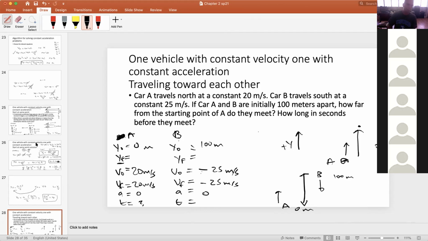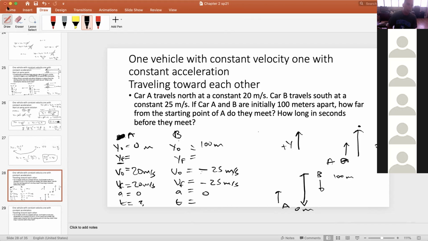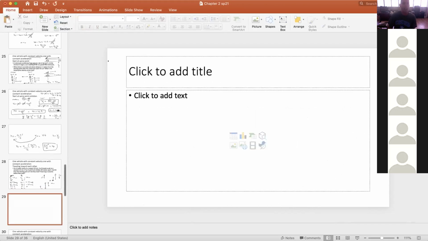Now, you might be able to solve this in your head and figure it out, and that's fine. But if you can't, so we have the only equation is x, well, y. Y final minus y initial is V times T. Okay. And we have the same thing for A and the same thing for B.